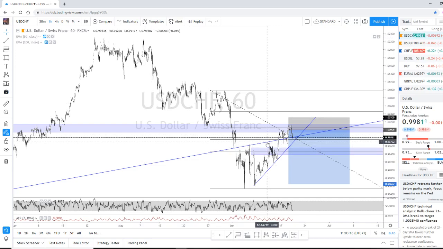Also the fact that we're inside this ascending trend line. Not as many factors of confluence as I would like to go 1% in. So I'm at 0.5% here.